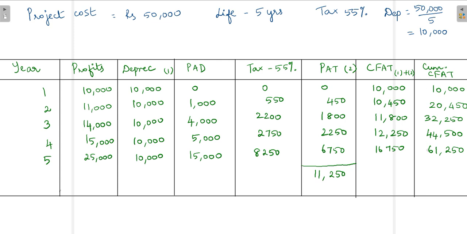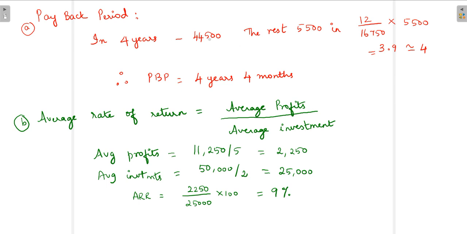So the first method that we are calculating is payback period. With cumulative cash flow after tax, we are supposed to get the 50,000 back. So which is the closest value? 44,500 at 4 years. We are making 44,500 in 4 years. The rest, 5,500, that is 50,000 minus 44,500, we get in the following year. So approximately it takes 4 months. So the payback period for this project is 4 years and 4 months.